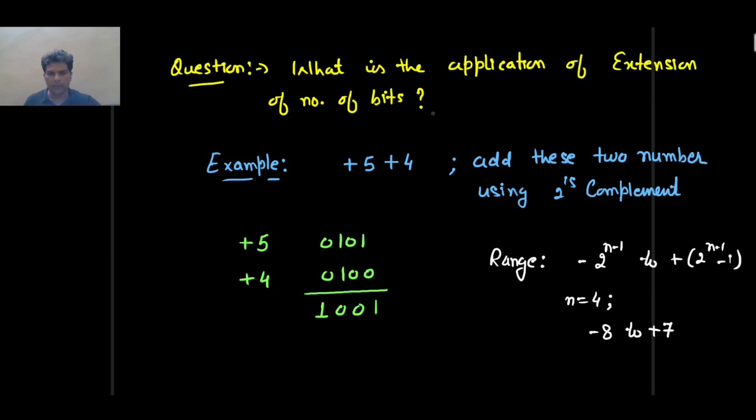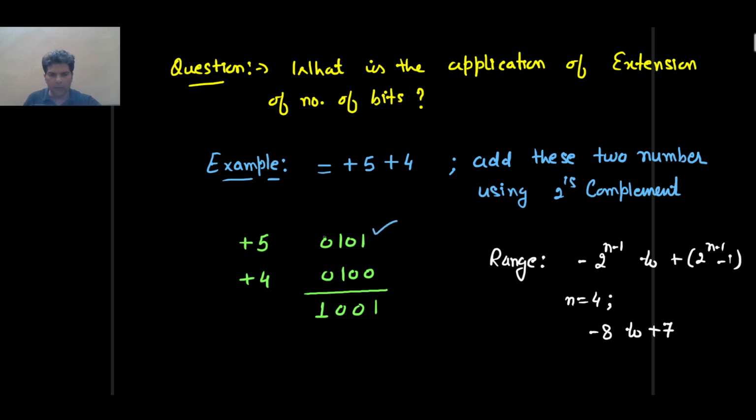So let's take an example. I want to add plus 5 and plus 4, these two numbers, using 2's complement. Now the important point we will see after addition of plus 5 and plus 4. Now you see plus 5. How do we represent plus 5? 0101.